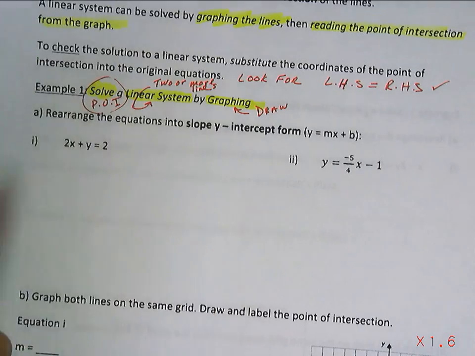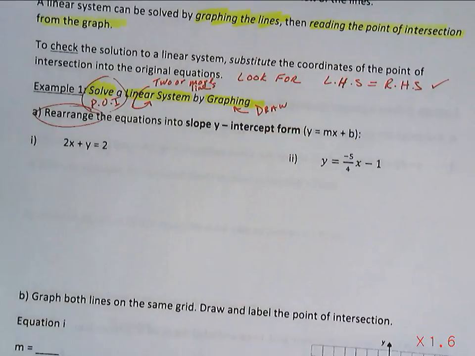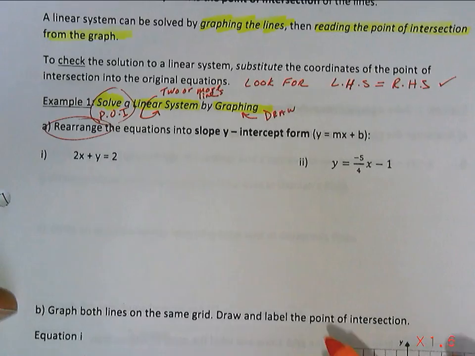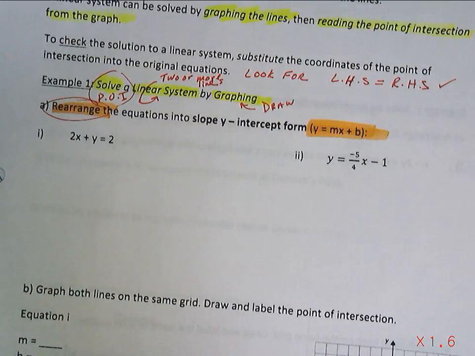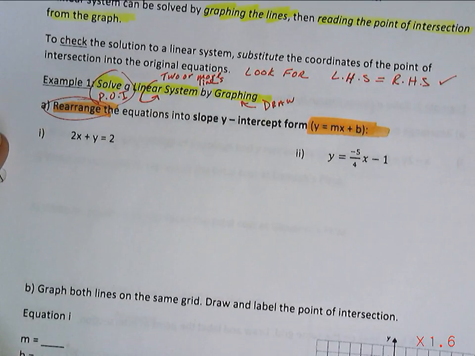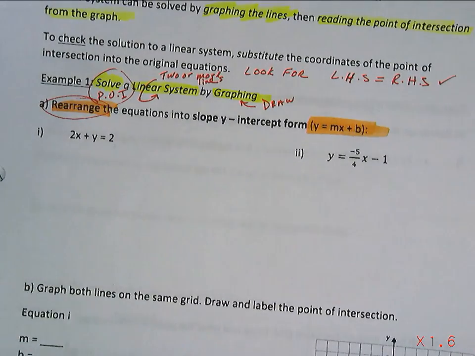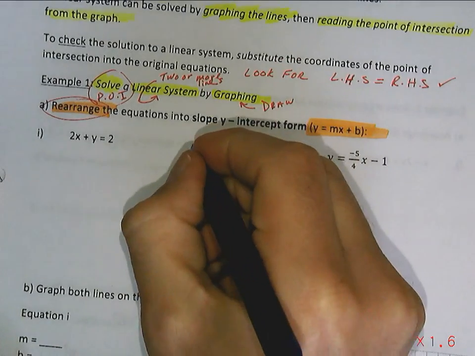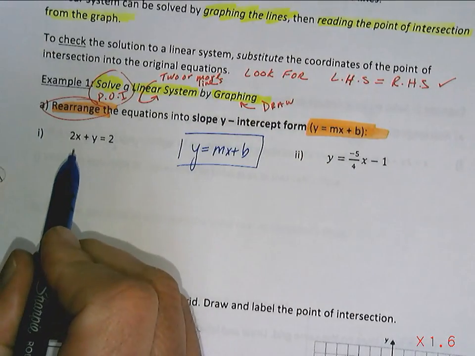So, example one. The first thing they want us to do is to rearrange the equation into the slope y-intercept form. So they want us to put it in this form. And the reason why they want us to put it into that form is because it makes it easy to graph. In the last lesson that I taught you, we know how to graph something in y equals mx plus b form really easily. So we want to take this and put it into a form that we can graph easily. So this is the form you want, y equals mx plus b. This is not in the right form.